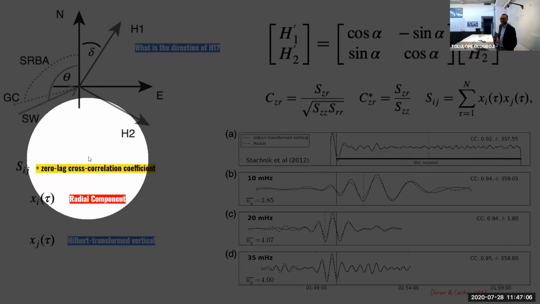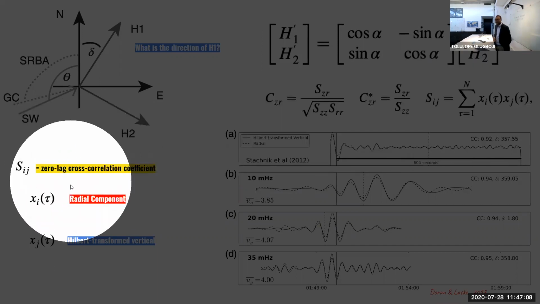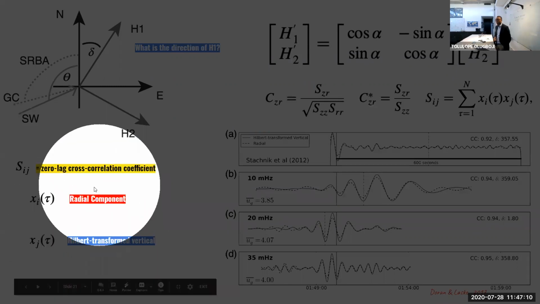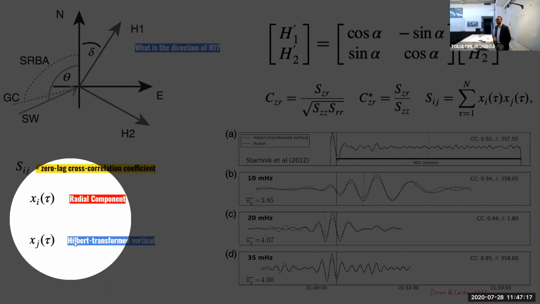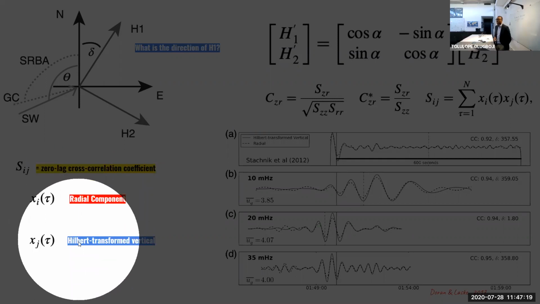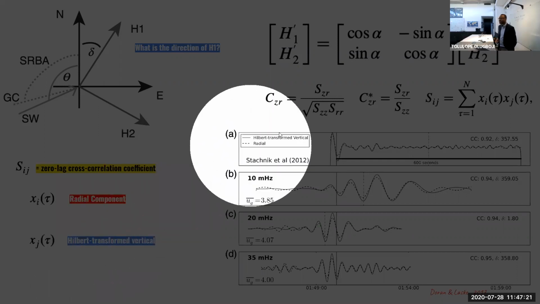So Sij is a zero lag cross-correlation. And in our case, we're taking Xi to be the radial component and Xj to be the Hilbert transform of the vertical, right? Because we know that this is the expected phasing relationship between the radial and the vertical.